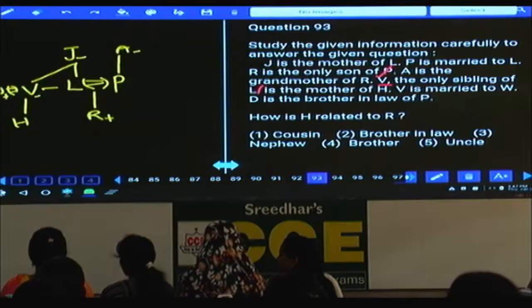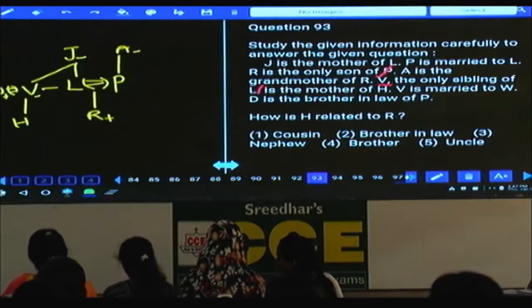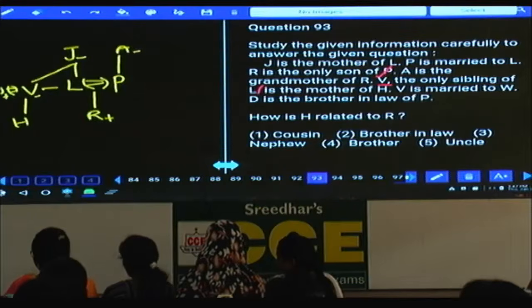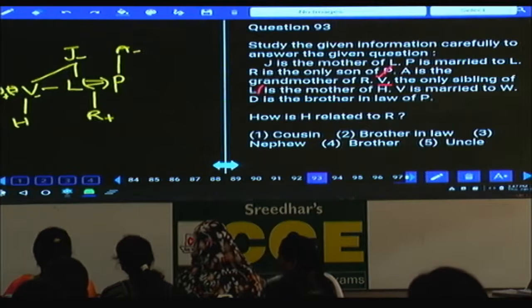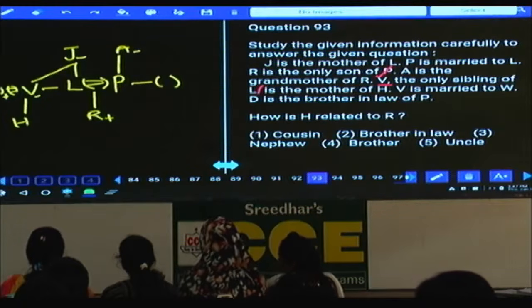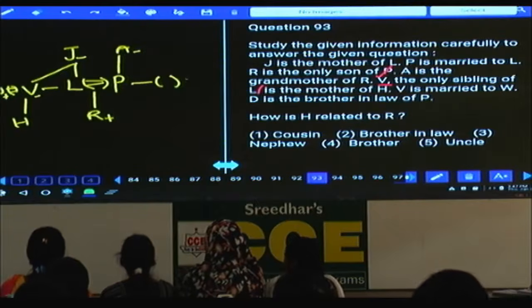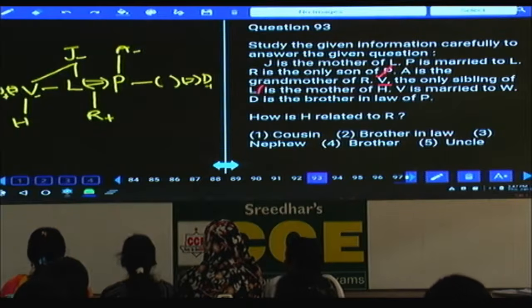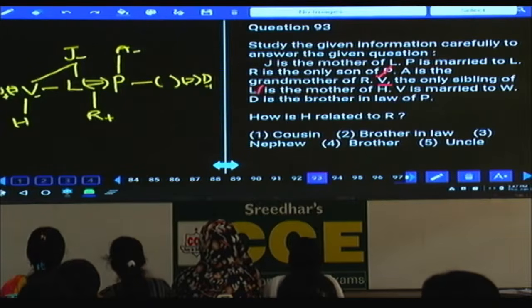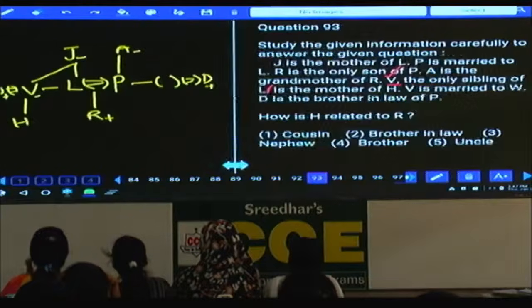Why is it so? Now V is the only sibling of L. As V is the only sibling of L, tell me where should I take this brother-in-law? Now whose sister? P's sister's husband, isn't it? Now P's sister's husband. Who is that person? P's sister's husband is D. Now D is the brother-in-law of P because now P's spouse is L. L's brother V is ruled out. L's brother D is ruled out because V and L are the only siblings to each other. Isn't it? Hence we have taken D at this place.